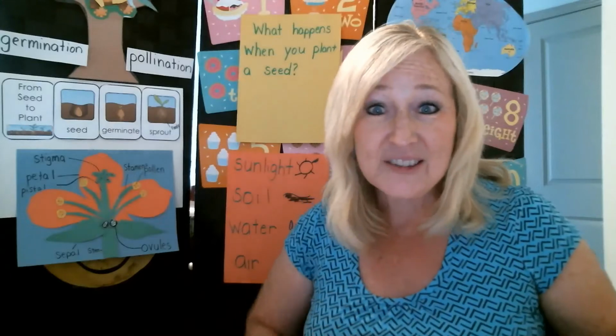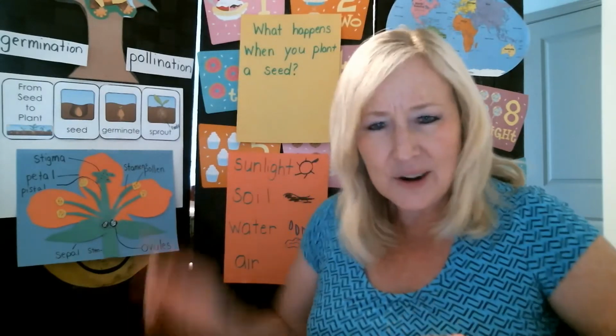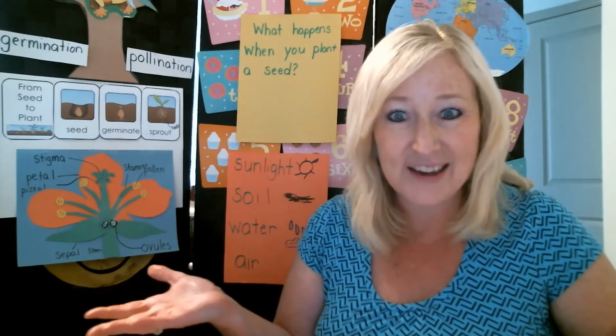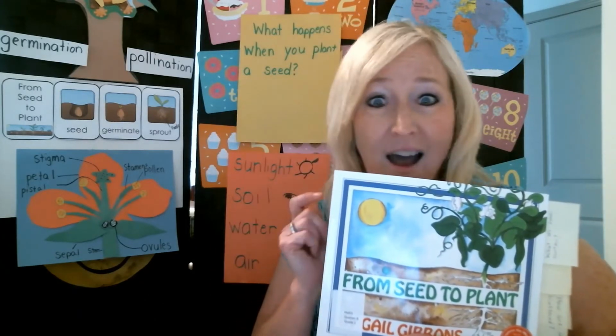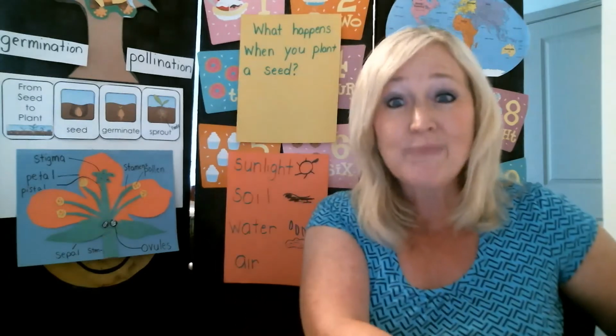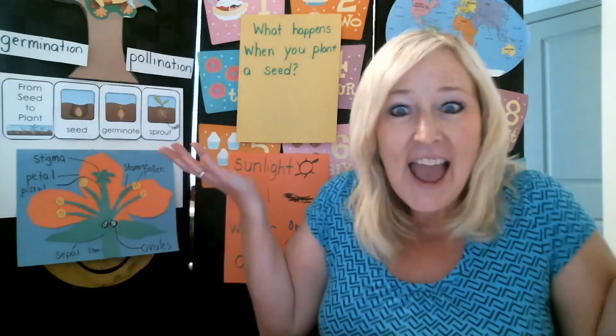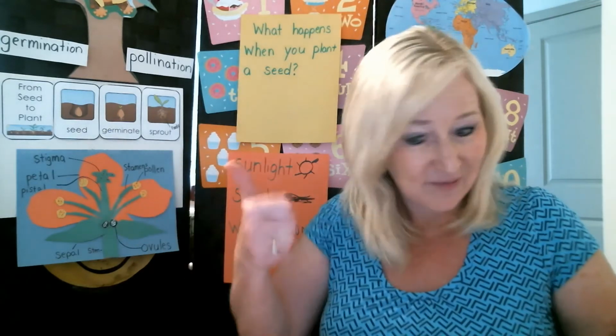Remember, I told you when we started reading that you were to be thinking about what this story is mostly or mainly about, or the main idea. Think about what you would think this story is mostly or mainly about. I think you're right. I think it's mostly or mainly about what happens when you plant a seed and how seeds are made. Great job.